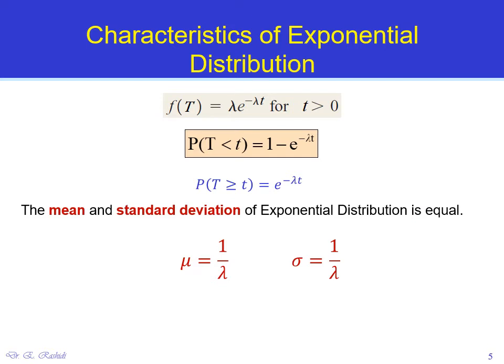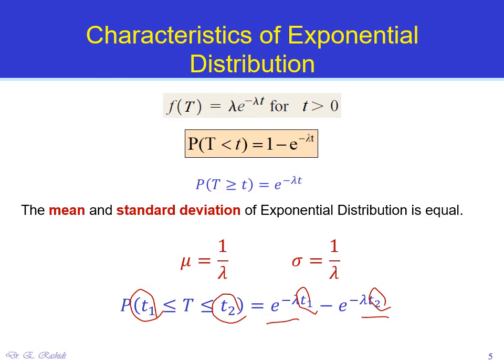We can also now find the probability that random variable t is between two values, for example, t1 and t2. And that is equal to e to the power negative lambda multiplied by t1 minus e to the power negative lambda multiplied by t2. Remember that t2 here is the greater value and t1 is the smaller value. So the smaller value comes here first and then the bigger value.